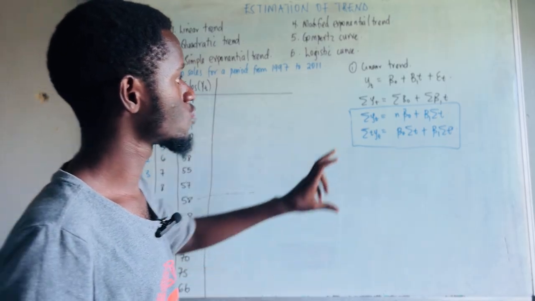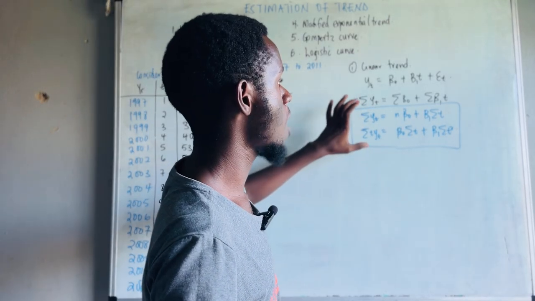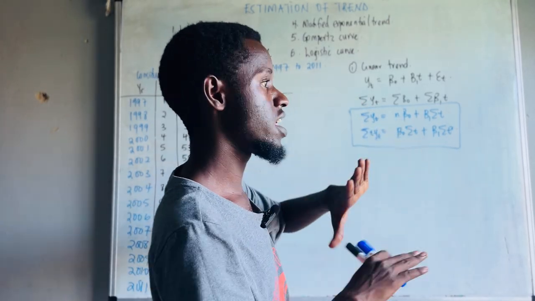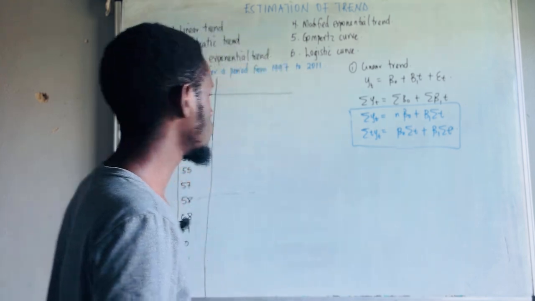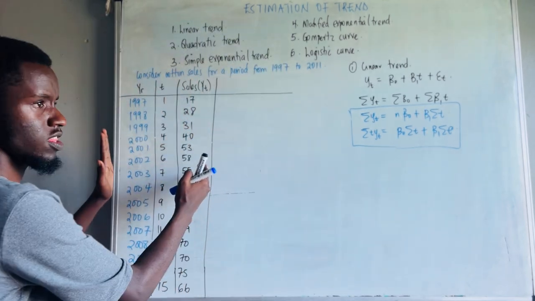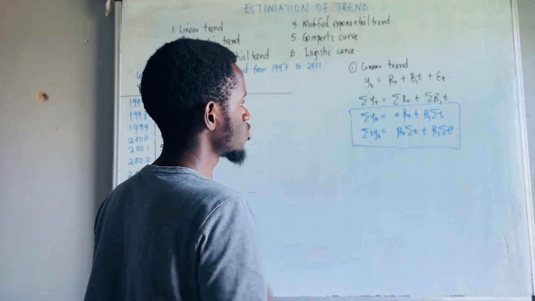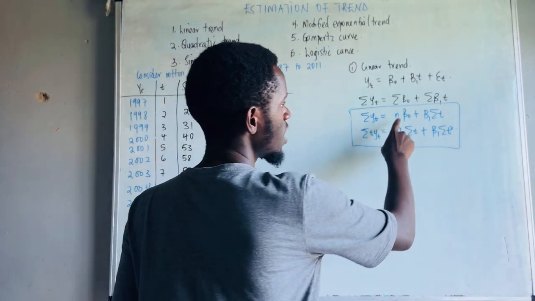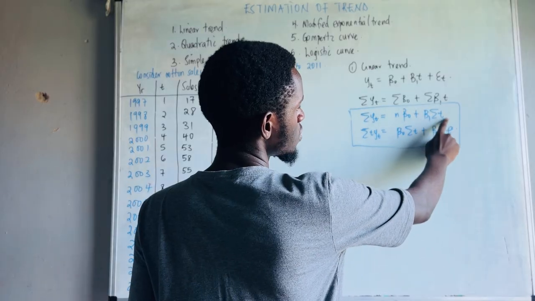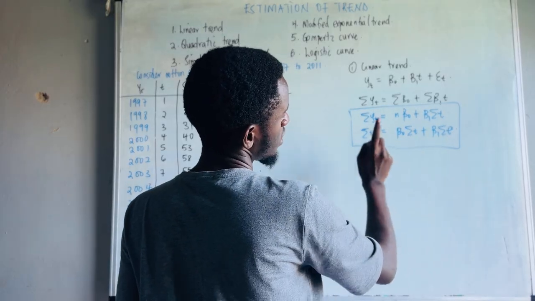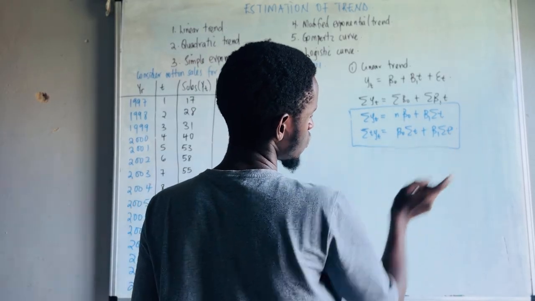For a linear trend, I just need to know these equations here. If I know them, then I'll be able to find the beta naught and the beta 1, and hence find the linear trend. Therefore, if I have this data, what I need to do is find summation of Y_t. I need to find n. I need to find summation of t, then summation of t times Y, and then summation of t squared.